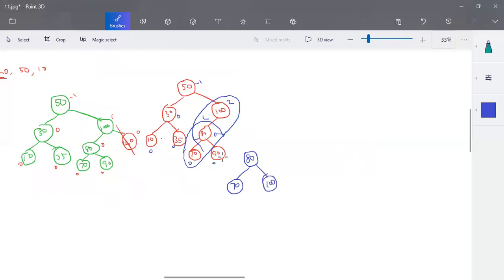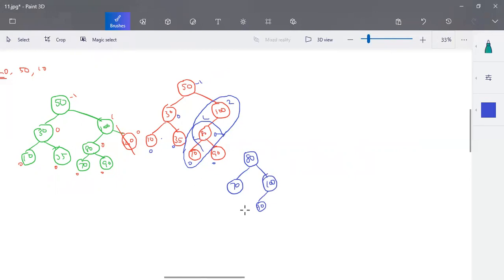And where does this 90 get attached? 100 will not have any left child, so we'll be attaching it as the left child for 100. Okay, so this is how an LL rotation actually occurs. This 80, 70 will remain as it is, and we'll pull this 100 down. And while pulling this 100 down, this 90 will be attached to this place.